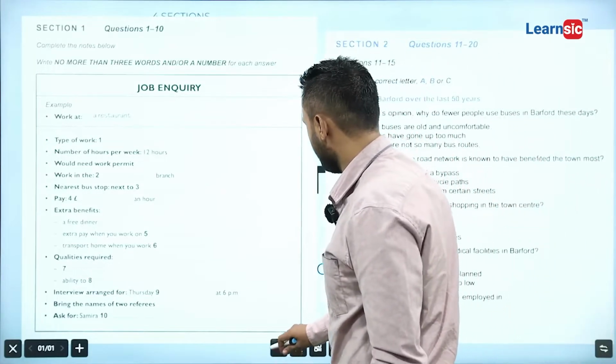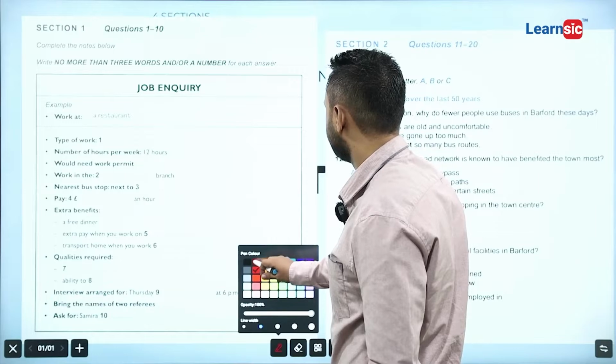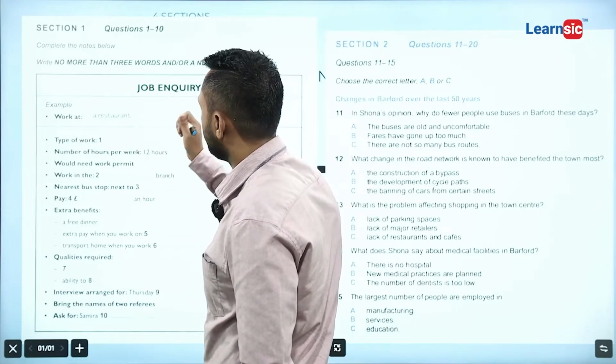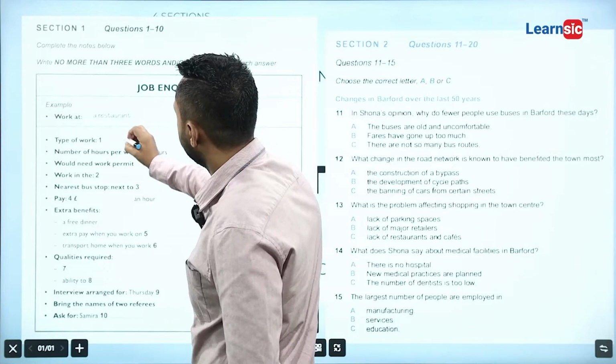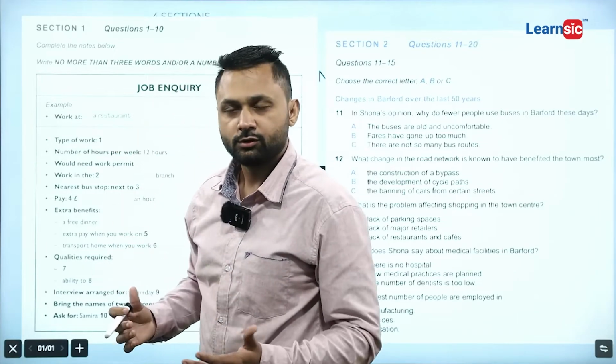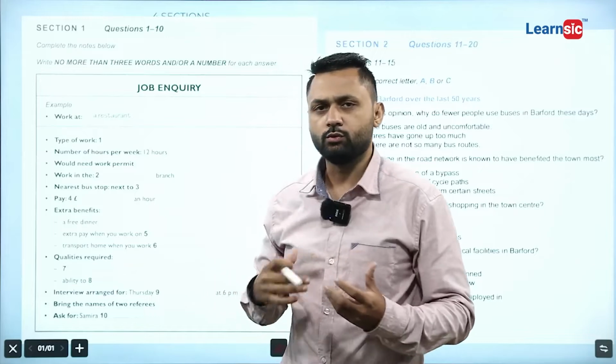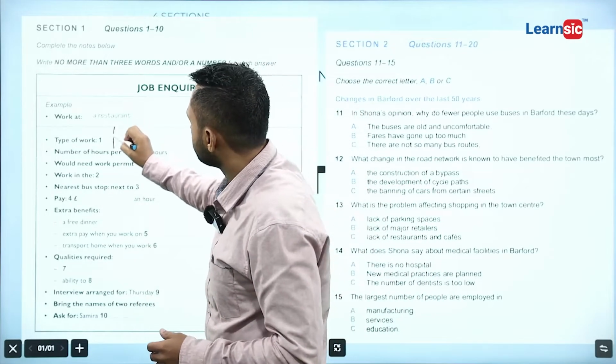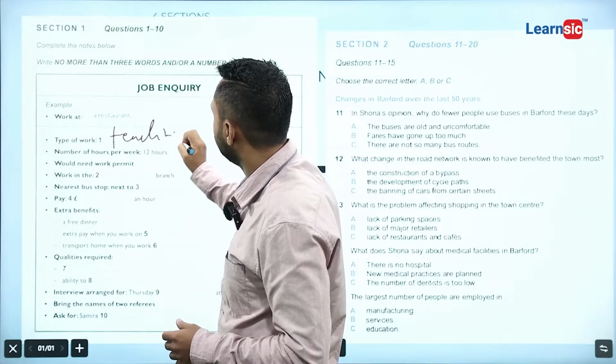Let's say the answer to question number 1 is type of work. The answer is teaching. So you heard them talking about what type of work, and you heard them saying teaching. Then you will write your answer here: TEACHING, teaching.